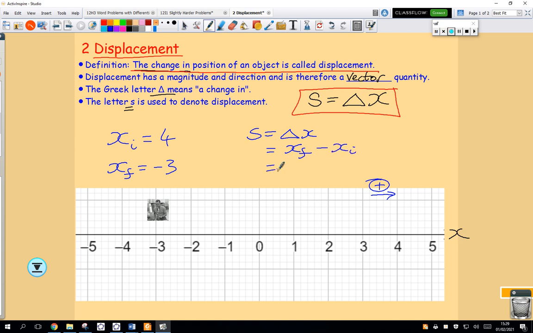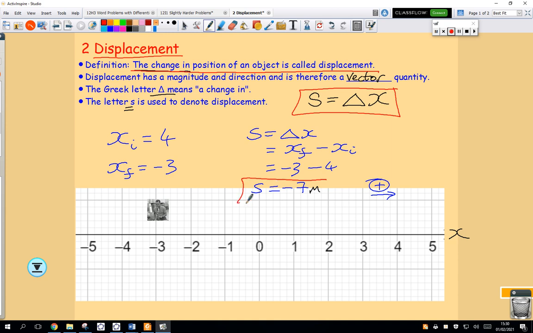So in this case, the final value would be -3. The initial value here would be 4. So the change in position is -3 subtract 4, that's -7. That's the displacement. If the units are meters, I should put those in there, -7 meters.